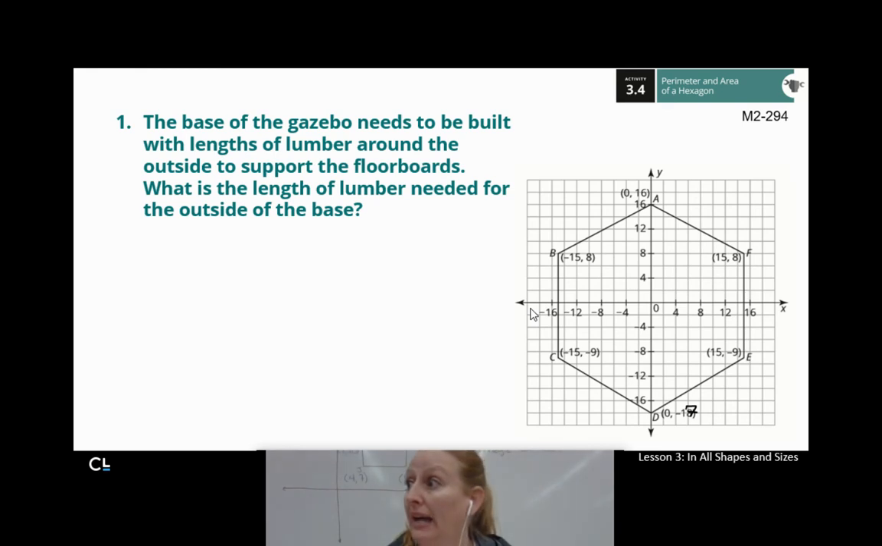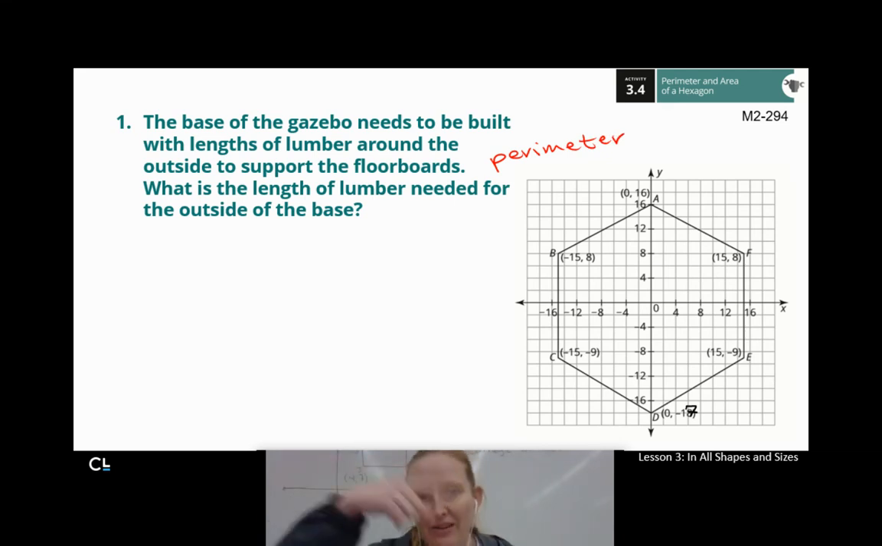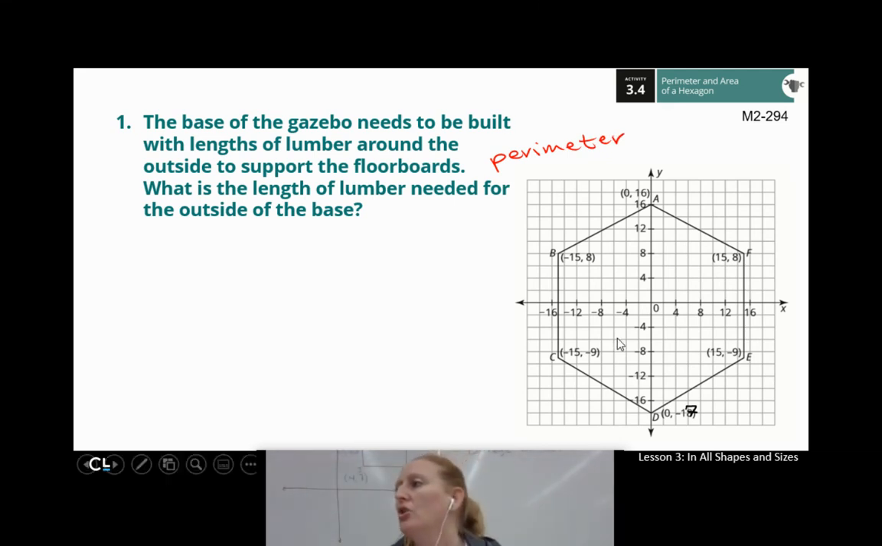So I was like, oh, this is a perimeter problem. Yes, it is. I need lumber around the outside to support my floorboards. So I went distance formula crazy. To find AB, subtract my x's, subtract my y's, square them, add them, do the square root. And I actually got a nice number. I actually got a 17.